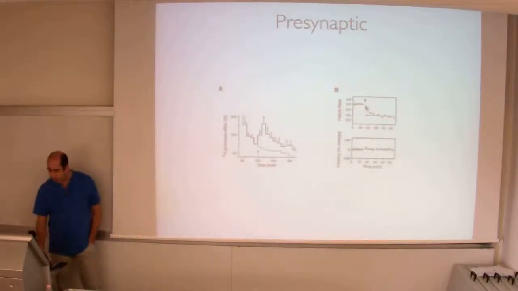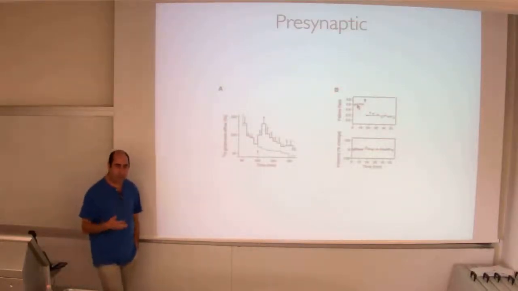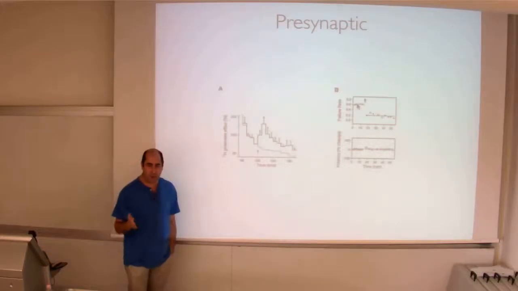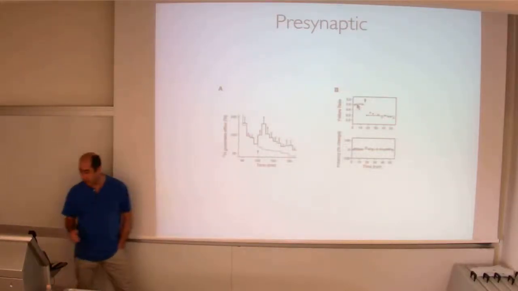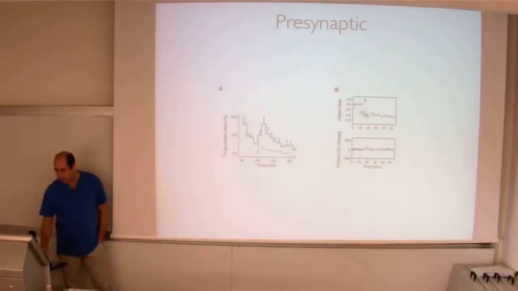they have a release probability of 0.4. Okay, so 60% of the time, the synapse doesn't release glutamate, and you don't get a response in the postsynaptic cell. But after you do the LTP protocol, this drops to 0.2.